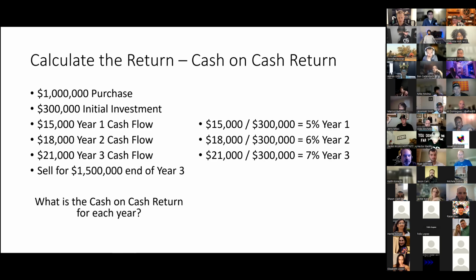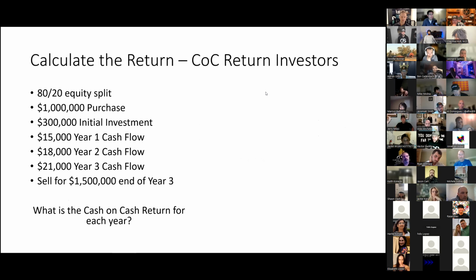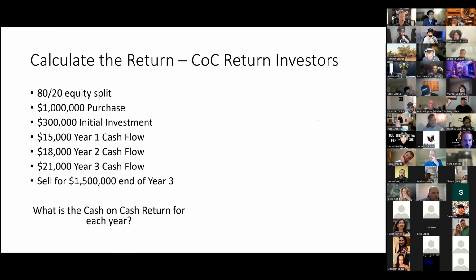Okay. Keep in mind, this is property level cash on cash return. So let's do this if you have a syndication. If you have an 80-20 equity split, 80% goes to the limited partners, your investors. Same deal here with the same purchase and cash flows. What would be the cash on cash return for each year for your investors?